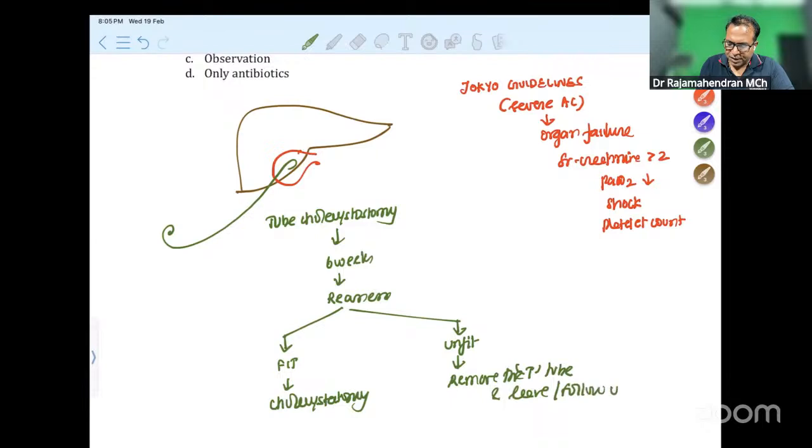This is a point from Sabiston. Don't forget, tube cholecystostomy is done, wait for 6 weeks and reassess. If the patient is fit after 6 weeks, you can go for a cholecystectomy by lap or open method. If the patient is unfit, no need to do cholecystectomy because the patient has resolved the symptoms now. Remove the tube, the pigtail catheter which we kept, and you can send the patient home.